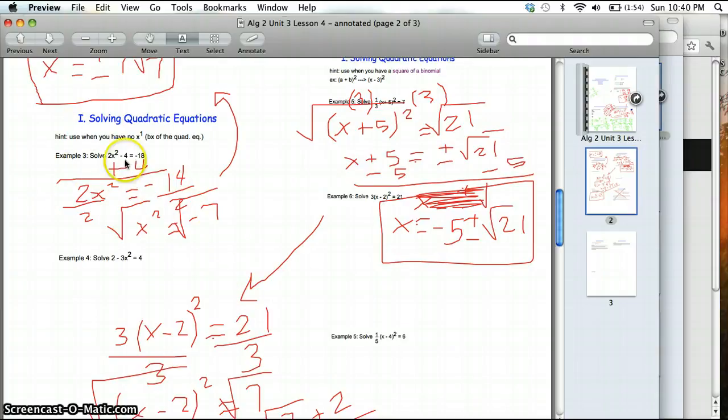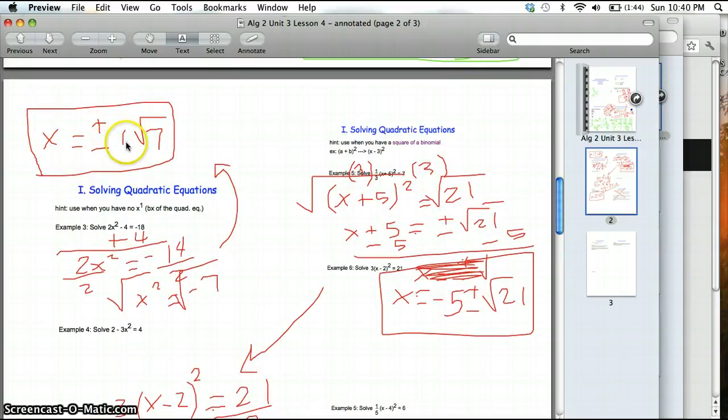So let's do example 3 here. We've got 2x squared minus 4 equals a negative 18. So I just went ahead and added 4 to both sides. So I've got 2x squared equals a negative 14, because the negative 18 plus 4 is a negative 14. Again, I want to get x by itself, so I divided by 2, and I divided by 2, and I get x squared equals a negative 7. Now again, you cannot have a negative under your square roots. You've got to pull your i out. So I square root both sides, and I get x equals plus or minus i square root of 7, because I had a negative here, so I pulled my i out to the outside.